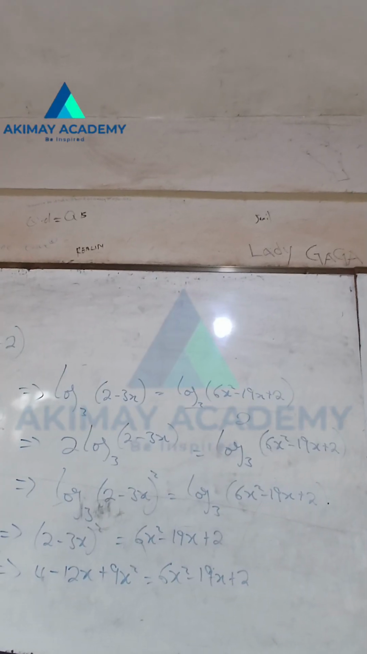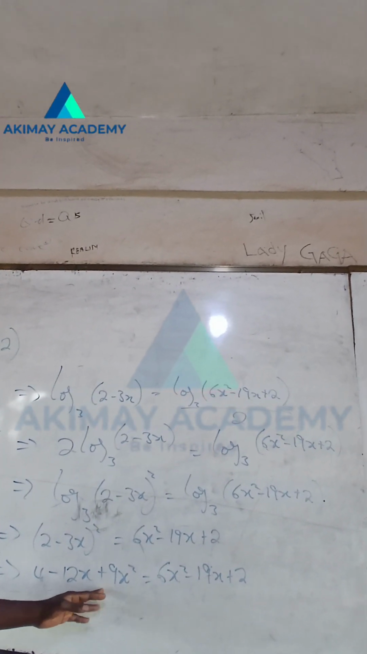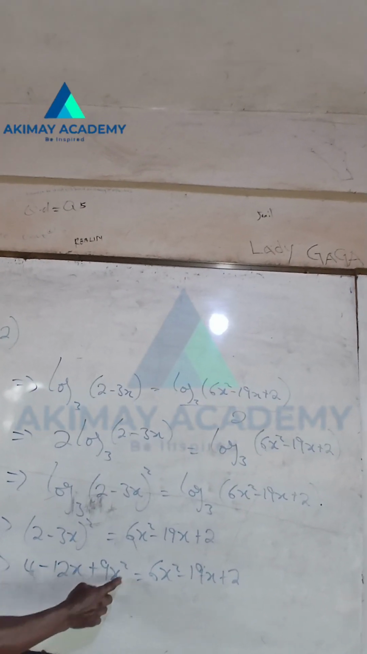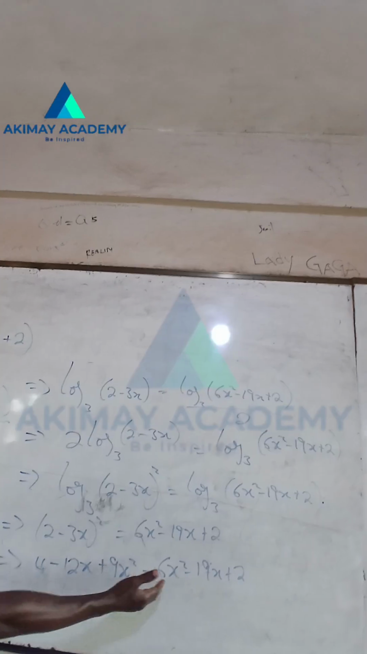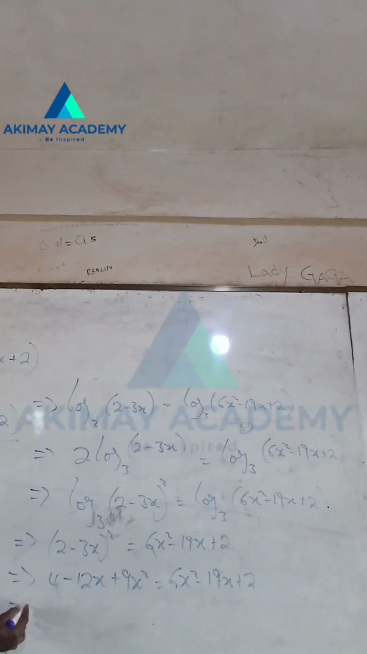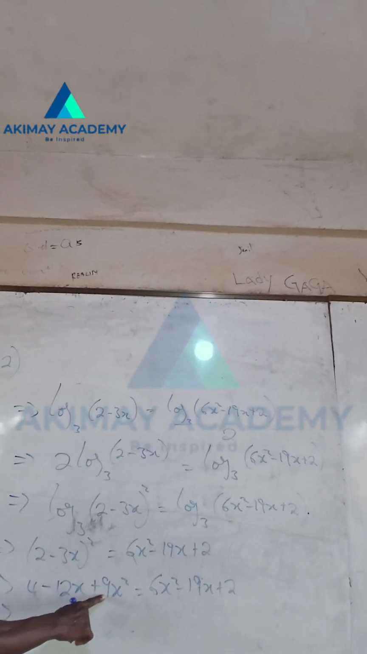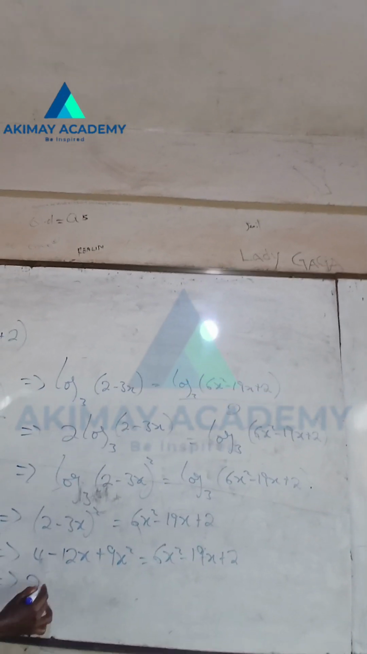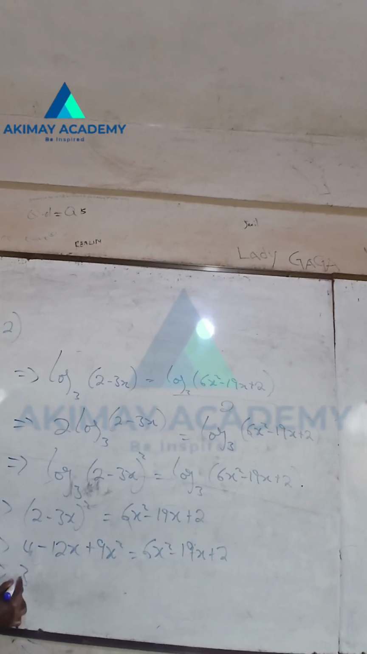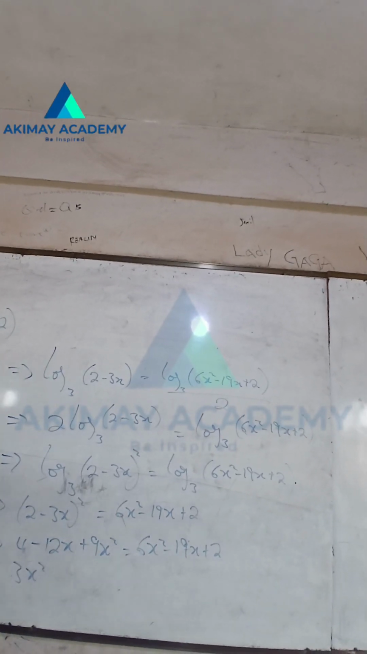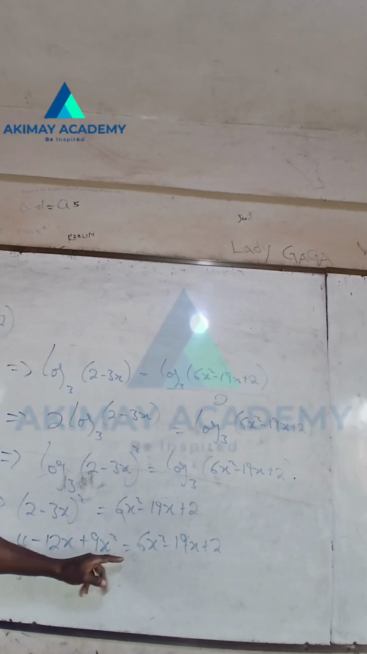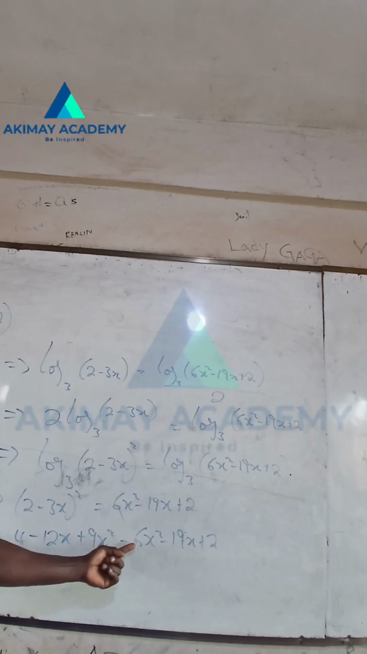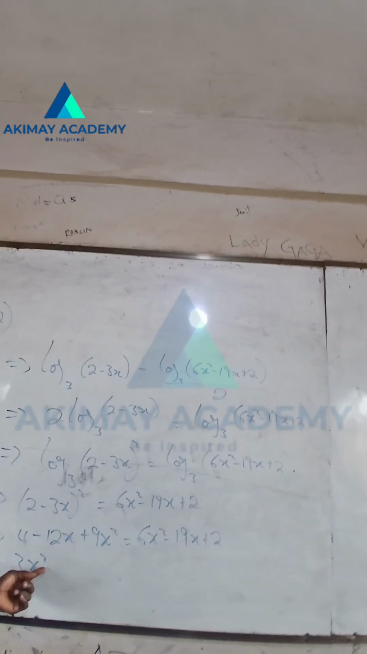So here we can see that we can group like terms. So we have 9x squared over here. Let's bring these ones here. When we bring these here, we are going to have 9x squared minus 6x squared, because 6x squared is coming. When 6x squared crosses to this side, it becomes negative. So when you subtract 6x squared from 9x squared, we are getting 3x squared.